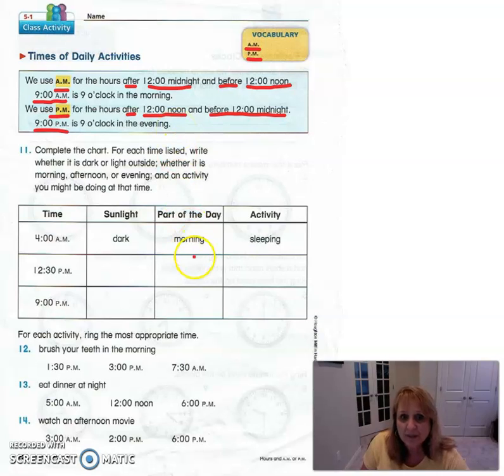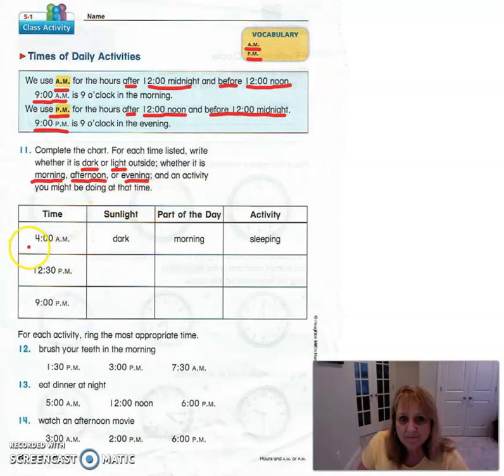Okay, so we're going to complete this chart on number 11. It says, for each time listed, write whether it is dark or light outside. Okay, so that's what's going to go in the first column. Whether it is morning or afternoon or evening, that's going to go in the second column, and an activity that you might be doing at that time.